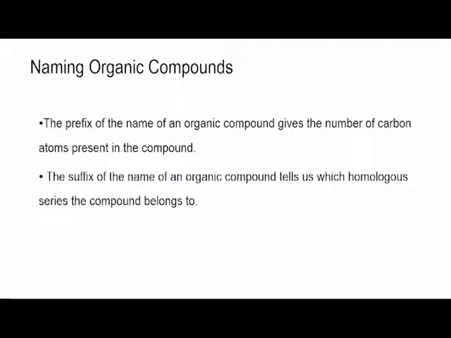Then you move to organic compounds. Students should be able to name organic compounds as well as to identify the structure of organic compounds from other molecules. There are two things that students need to know about organic compounds. The name of an organic compound consists of two components, two parts. The prefix, which determines the number of carbon atoms present in that specific compound, and the suffix part, which can be used to determine to which homologous series this compound belongs.